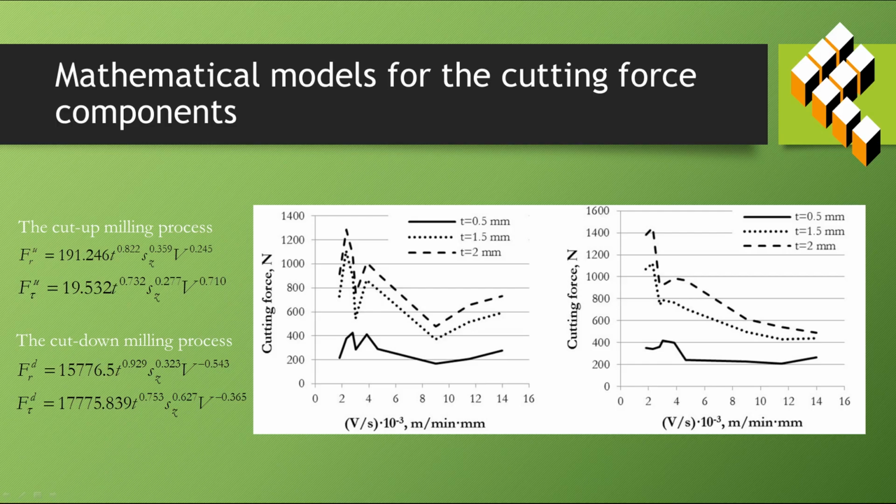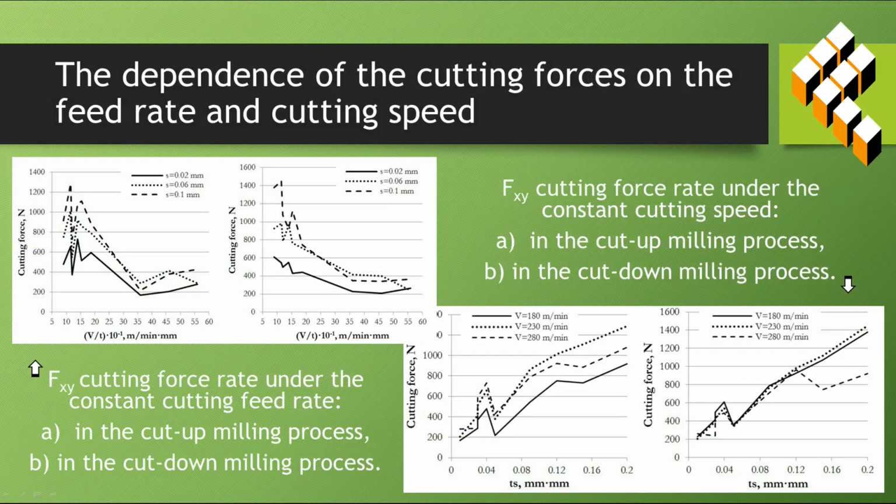As we can see in the figure on this slide, the dependence of the cutting forces on the depth of cut is of the greatest importance, as the degree indicator for the depth in the equation has the greatest absolute value within the investigated limits. In some cases, the dependence is close to linear. The dependence of the cutting force on the cutting speed within the specified limits has a non-attenuating character for cut-up milling, whereas for the cut-down milling process, it has an attenuating character.